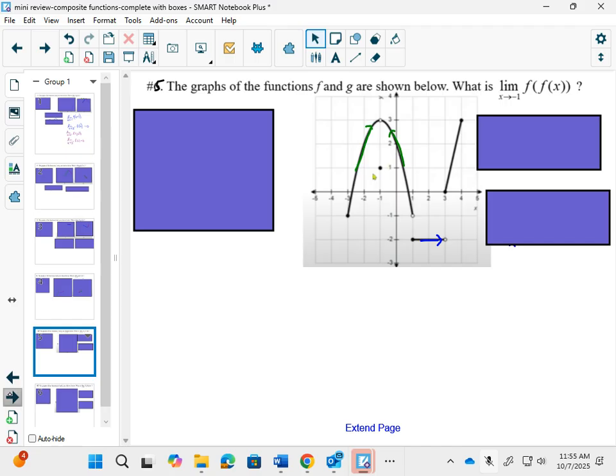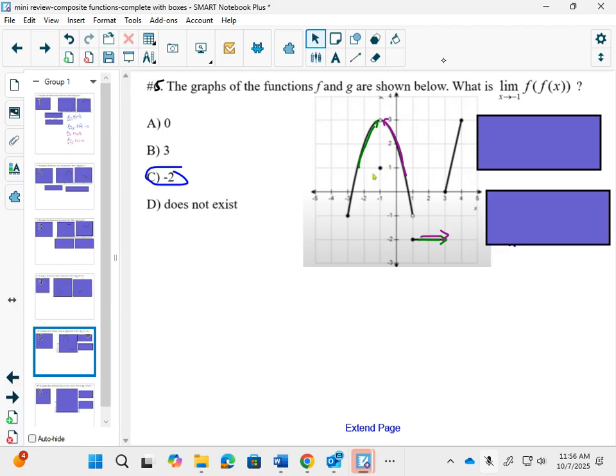F of x. Color code this again. As x goes to -1 from the left, it would go to 3 from the bottom. 3 from the bottom means I'm approaching 3 from the left. My purple arrow, if I approach -1 from the right, I'm still approaching 3 from the bottom. The answer to this one is that my y values, both my final arrows, are approaching -2.